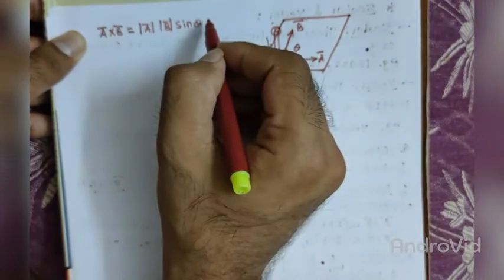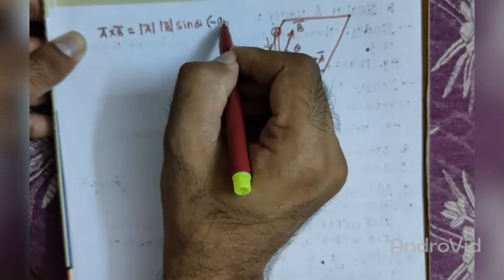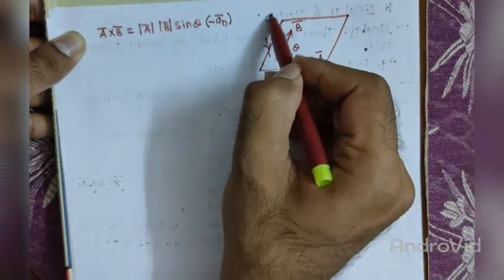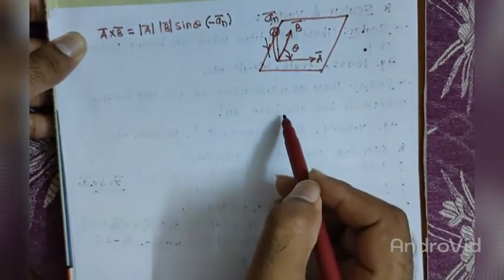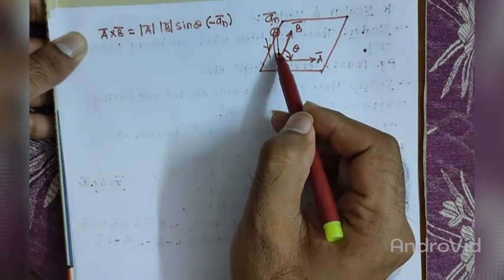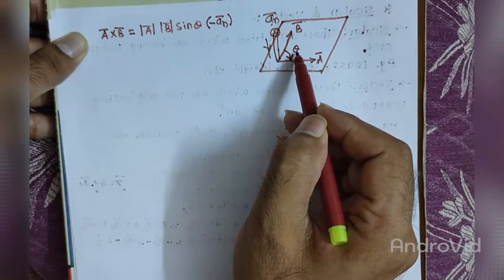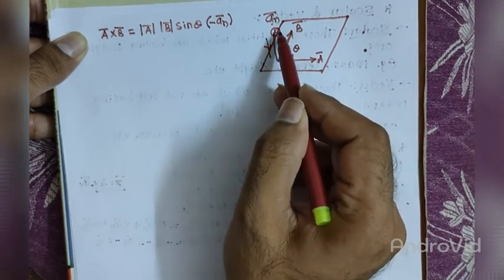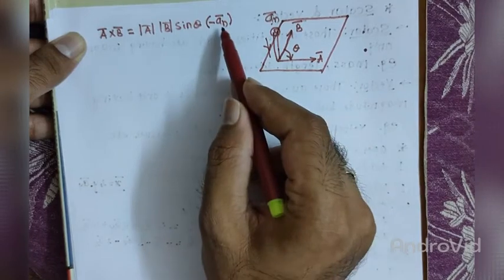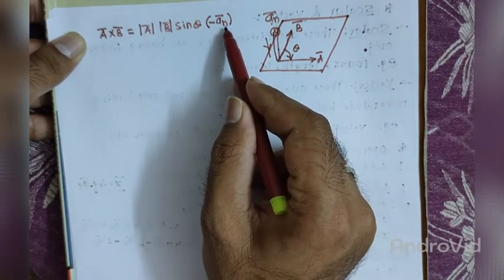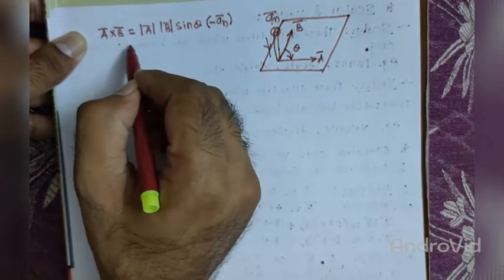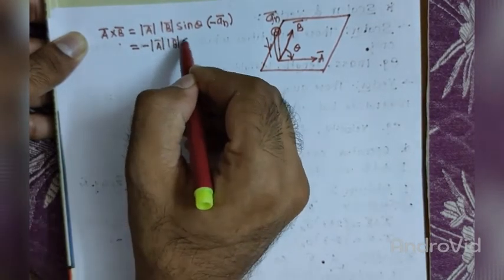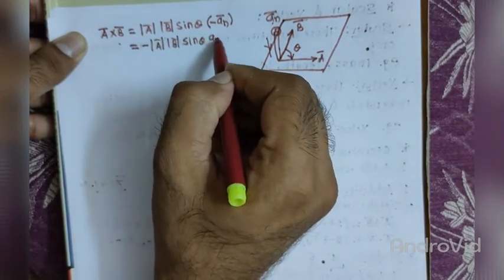So what does it mean? That direction is not plus n bar, it will be minus n. This n bar is actually going in the downward direction. Why? Because we have used the screw rule here. Since theta is varying from B to A, from clockwise direction this screw will be going in downward direction. Therefore the direction here is minus n bar. So A cross B is minus of mod A mod B sine theta n bar.